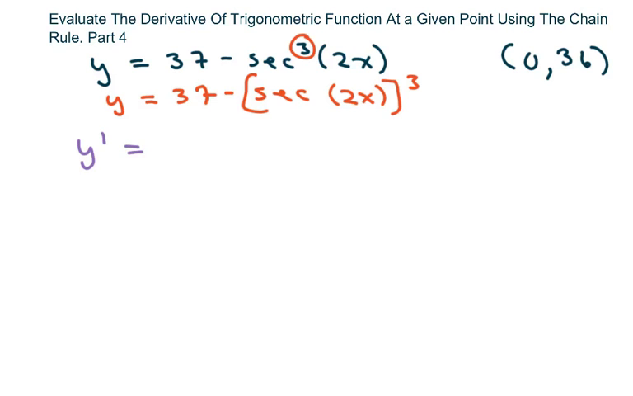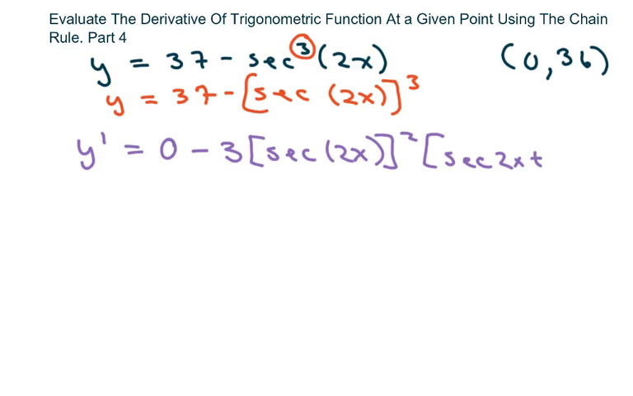The 37 goes away. That's just going to be 0. And then you're going to bring the 3 in front. So it's going to be minus 3 times the secant of 2x. And then 3 minus 1 is 2. Then you take the derivative of secant. Derivative of secant is secant 2x times tan of 2x. Then you have to take the derivative of this inner function, which is just 2. And basically you can move this 2 right in front, right there.